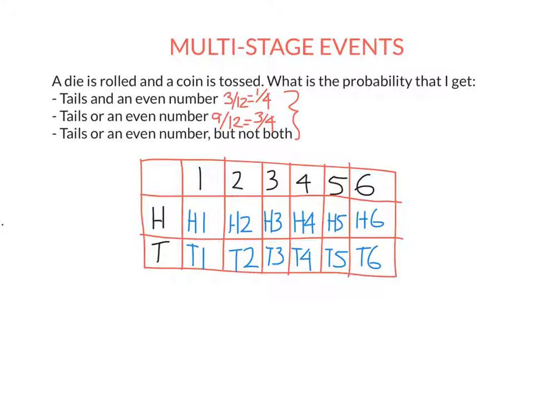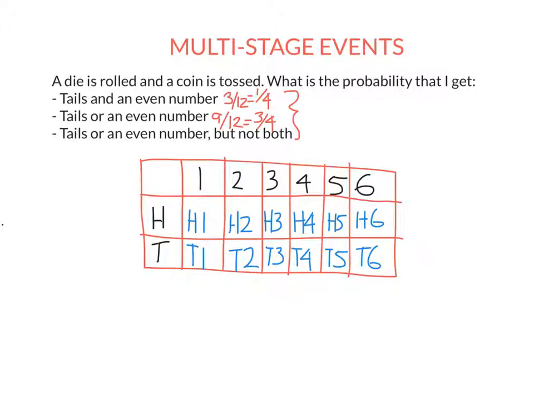Tails or an even number, but not both. So I want to include most of the ones I just said. I want to include this one, and this one still, because they're even numbers, but they don't have a tail and an even number. I want to include this one, because it's tails, but it's not tails and an even number. I don't want to include this one anymore, because it's tails and an even number. It is both. So too, this one is both, and this one is both.